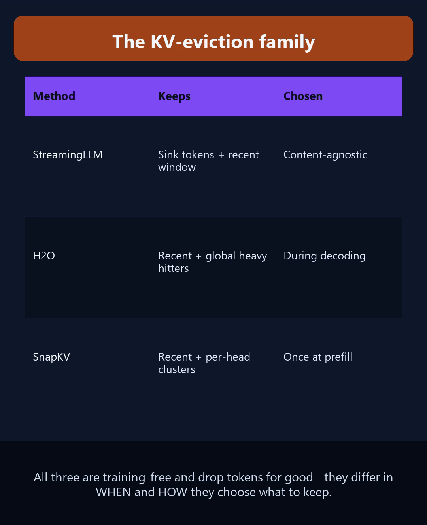It helps to see the family together. StreamingLLM keeps the first few attention sink tokens plus a recent sliding window, content agnostic and simple. H2O keeps recent tokens plus global heavy hitters, chosen during decoding. SnapKV keeps the recent window plus per-head clustered important tokens, chosen once at prefill. All three are training free and drop tokens permanently, but they differ in when and how they choose.